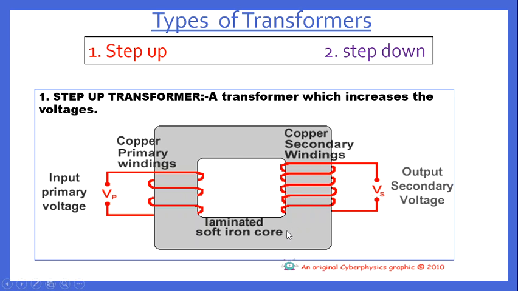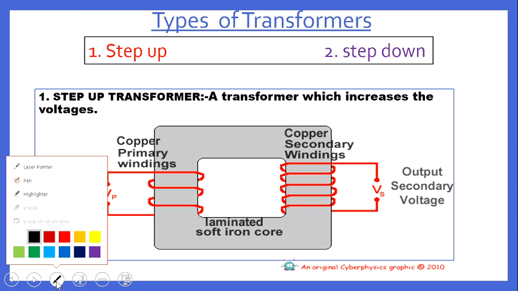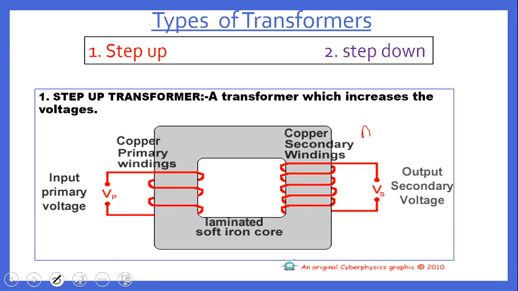We refer to this type of transformer as a step up transformer. We can simply summarize this by saying that the number of turns in the primary coil is less than the number of turns in the secondary coil for a step up transformer. Or we can summarize it as: the ratio of the number of turns of coil in primary to the number of turns in secondary is less than 1.